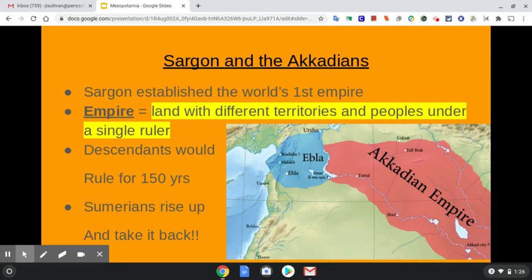Now, his descendants would rule for around 150 years before other groups of people were able to come in and start taking some of those city-states back. Eventually the Sumerians would come back in and take Sumer back over. Then we start to see the breakup of different civilizations and the rise of new ones, which we'll talk about the rest of this week.